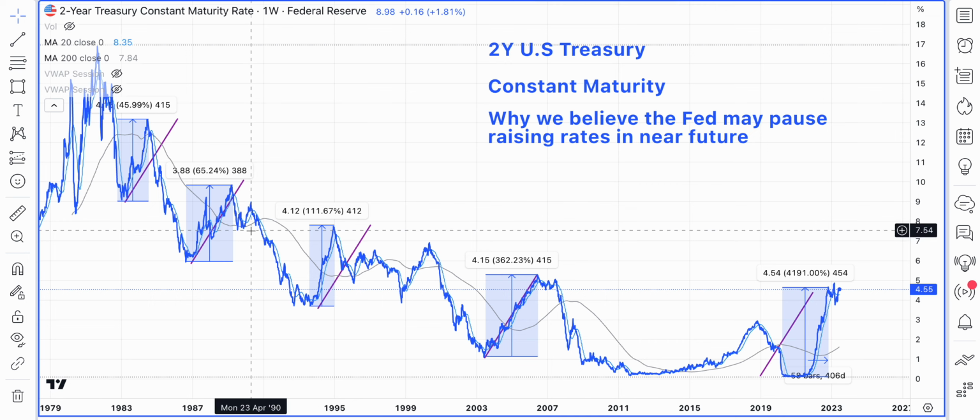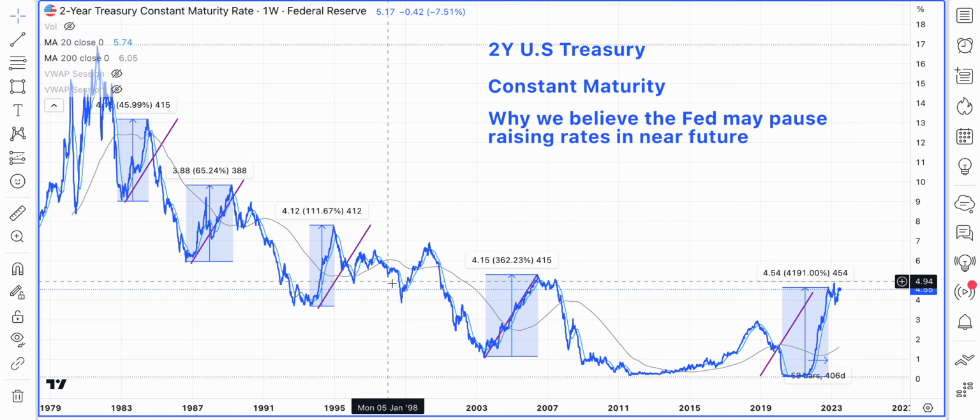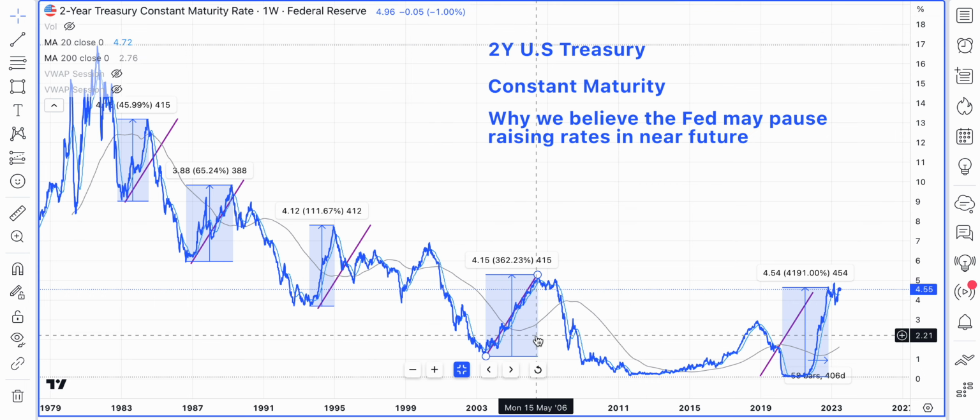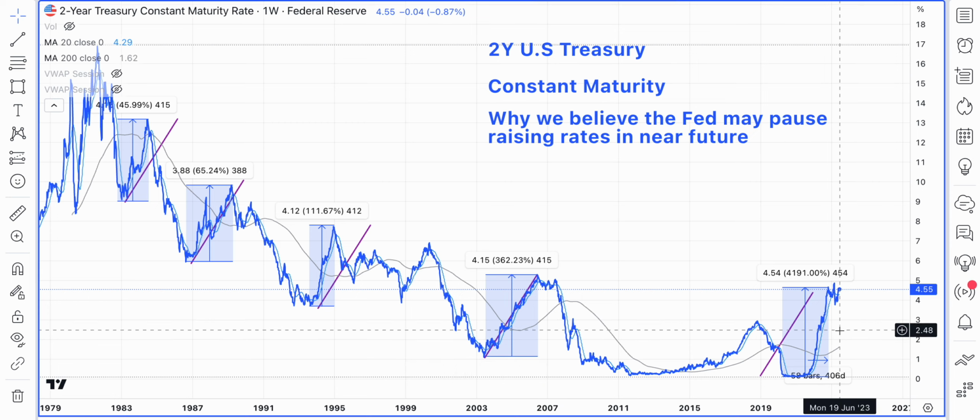So this is around April of 1990. The second one is around April of 2000. This is the second peak of around June of 2007, and here we might actually be forming another peak in June of 2023.